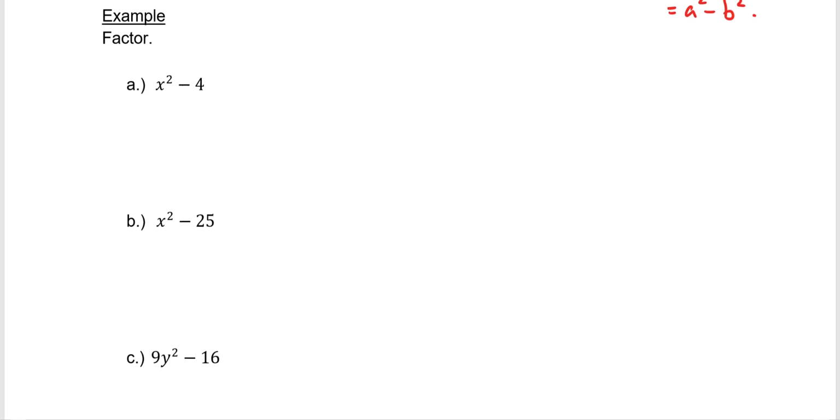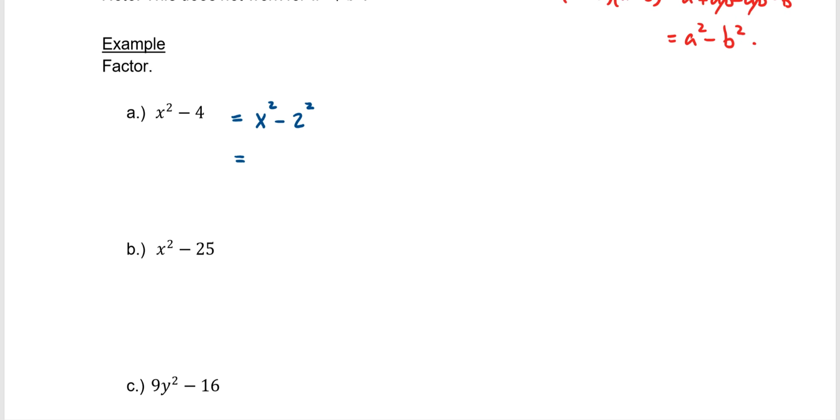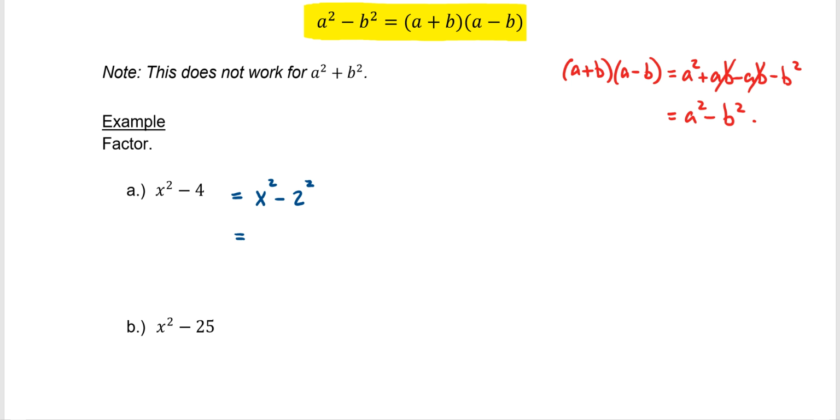So let's factor. The first one is x squared minus 4. So recognizing that this is the difference of two squares, you can rewrite this as x squared minus 4 is also the same thing as 2 squared, right? So that might help you recognize that we can use this method. So this is going to be, scrolling back up here, the a here is going to be x, and the b here is going to be 2. So factoring this is going to be x plus 2 times x minus 2 using that rule.